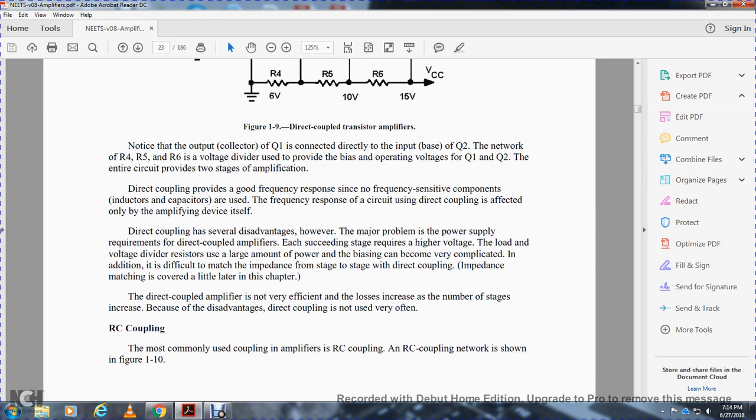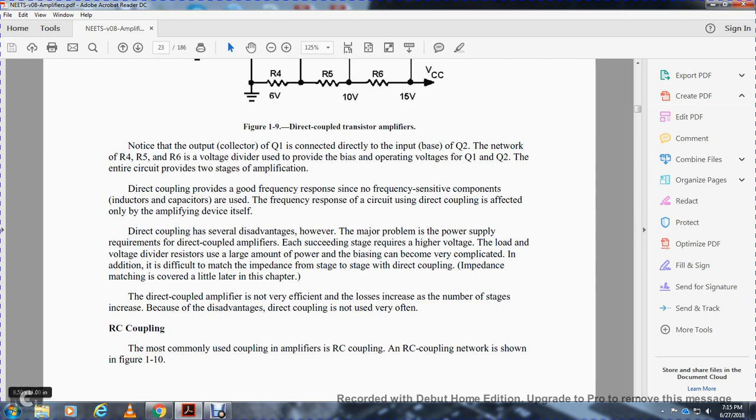The direct coupling has several disadvantages. However, the major problem is the power supply requirement. In the direct coupled amplifier, each succeeding stage requires a higher voltage load on the voltage divider resistors, and a large amount of power biasing becomes very complicated. In addition, it is difficult to match impedance from stage to stage with direct coupling. Impedance matching is covered a little later in this chapter. The direct coupled amplifier is not very efficient, and the loss increases with the number of stages because of these disadvantages. Direct coupling is not used very often.